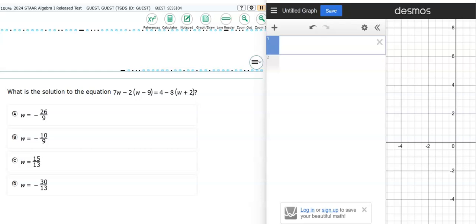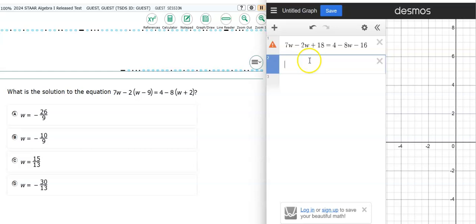All right, this is question 46, a very complicated looking solve for W question where all the answer choices are weird fractions, but let's try it. So 7W minus, the 2 is actually multiplied by the W and the 9, so it's actually like -2W. -2 times -9 is positive 18, and that would equal, the 4 doesn't change, minus 8W minus 16, because that's -8 times positive 2.